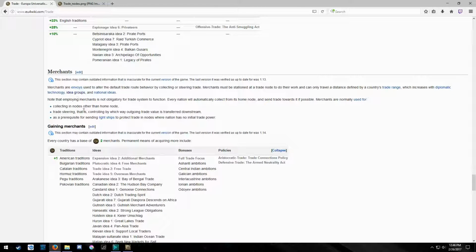Basically, a merchant can do 2 things: collect and steer trade. If you want light ships in an area that you can't generally get to, you say, light ships, I want you to protect trade in this node, which is basically, I want you to apply your trade power in this node. You have to send your merchant there if you can't reach it normally.